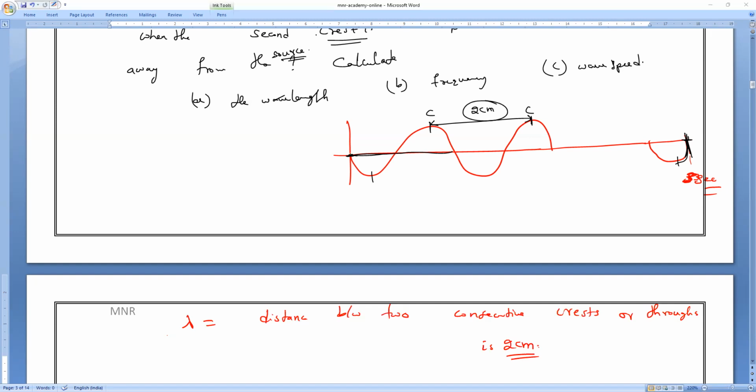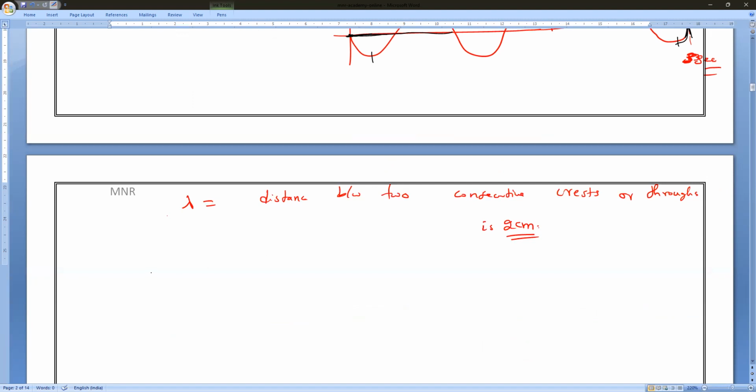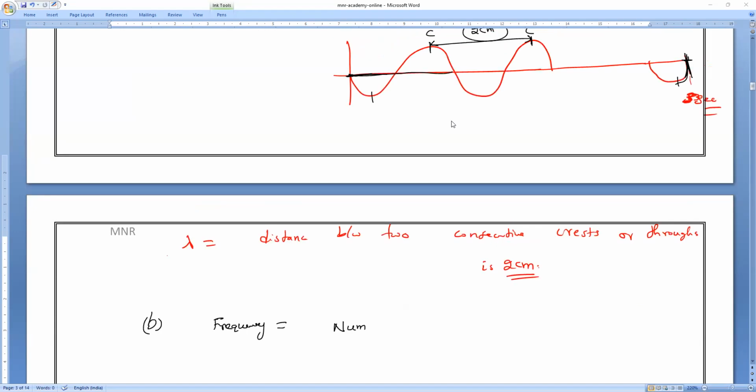Next, frequency. So frequency means what? Frequency is equal to the number of waves over the time given. So totally how many waves will it become? Ten is the wrong answer, and wave speed is also a wrong answer. So frequency is equal to what? It is making 4.6.